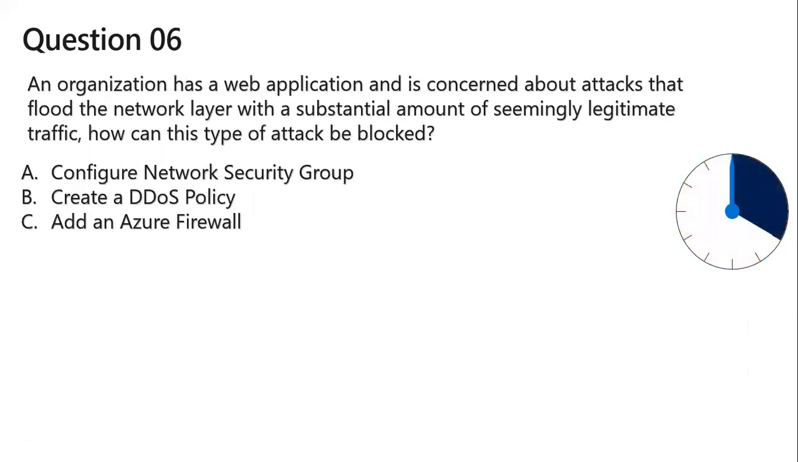And we have one more question in this subjective domain. An organization has a web application and is concerned about attacks that flood the network layer with a substantial amount of seemingly legitimate traffic. How can this type of network attack be blocked? Configure a network security group, create a DDoS policy, or add an Azure firewall. Please put your answers in the chat.